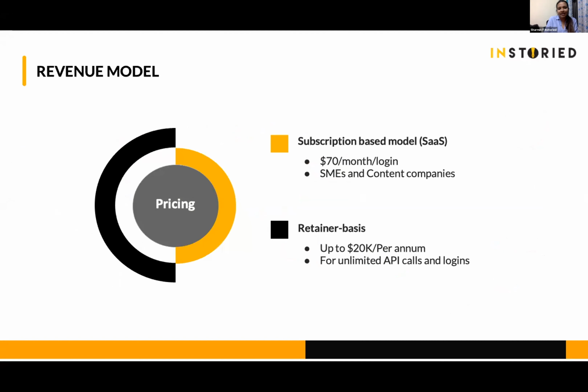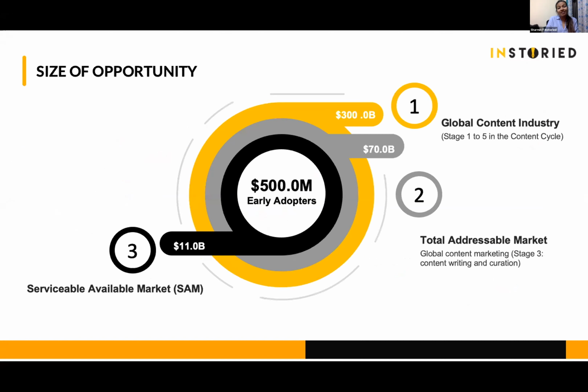So how do we make money? We are a subscription-based SaaS model. We charge about $70 per seat per month. For all the smaller guys and for the larger companies, we use a retainer model of up to $20,000 per annum for unlimited amount of content. So how big are we talking about? Needless to say, content is a massive opportunity. The total addressable market size for us is over 70 billion. And the early adopters in Asia, since we are based in India, amount to over $500 million.